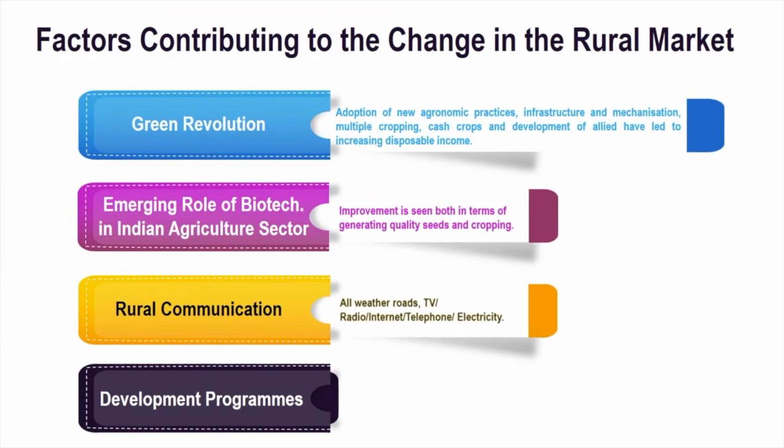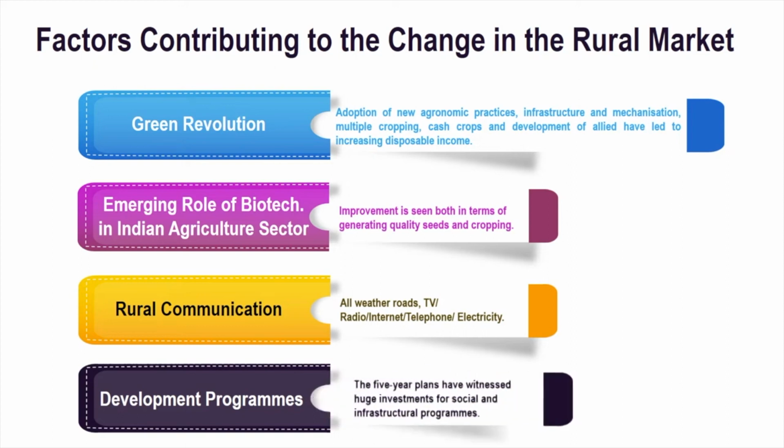Then rural communication, there has been a definite increase in all weather roads, TV, radio, internet, telephone, electricity. They have all increased in their footprint. They have given wider exposure and new avenues to both consumers and marketeers. Development programs by the government in terms of 5-year plans have witnessed huge investments in rural areas for social and infrastructural programs implemented by the central and state governments, generating incomes to rural population and helping them to improve their lifestyles.